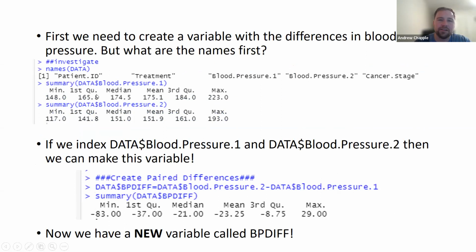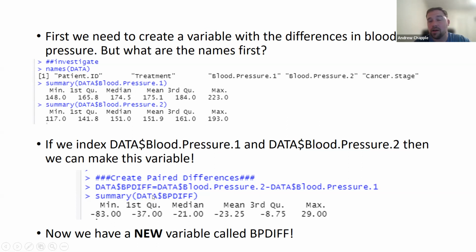Maybe I want to just get some information. I'll take the summary of the first blood pressure. This is the minimum, the five-number summary plus the mean: the first quartile, the median, the third quartile, and the maximum. And these are the summaries of the second blood pressure. So if I index these, I can create a new variable. Now, I'm going to explain what I'm doing here. So BP diff, that doesn't exist right now.